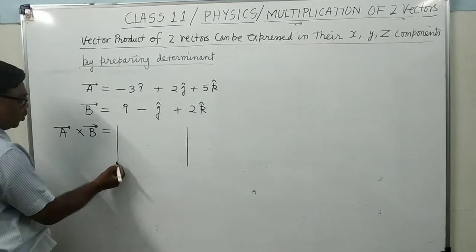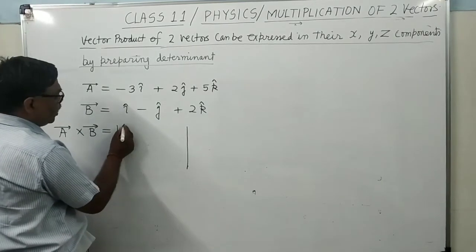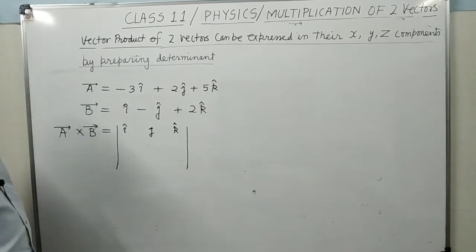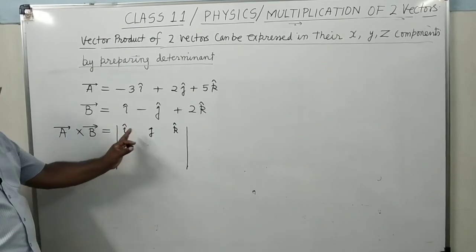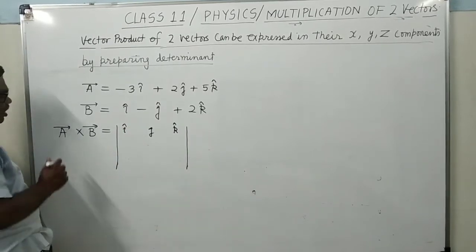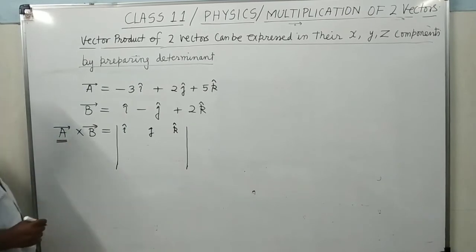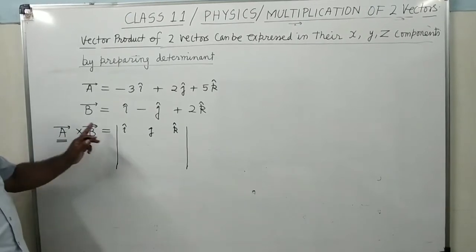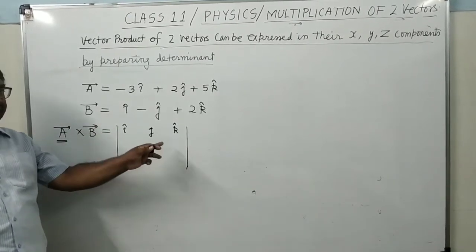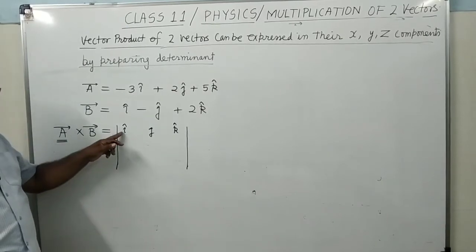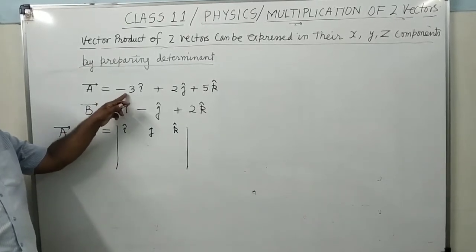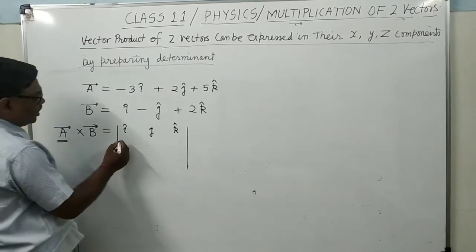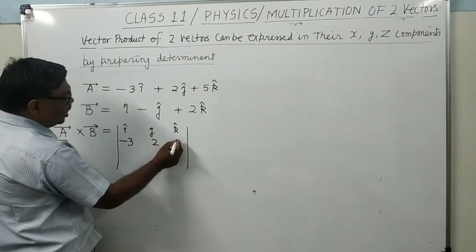So see here. In the first row you will write i, j and k, at some distance, not very close to each other, for clarity. Now you will write the corresponding components of the first vector. What is the first vector? Vector A. Below i you will write the number with i, below j the number with j, below k the number with k, with sign. So it is minus 3, 2 and 5.